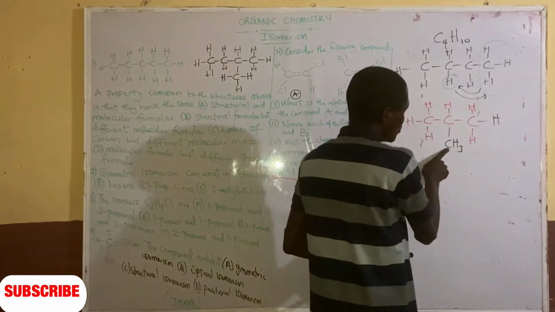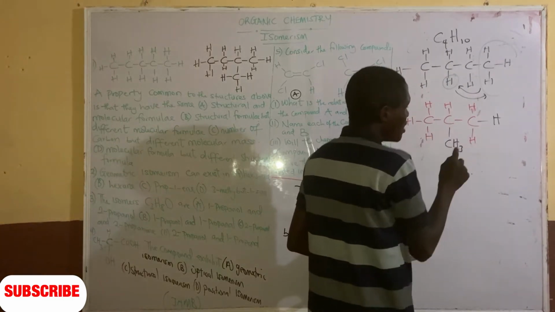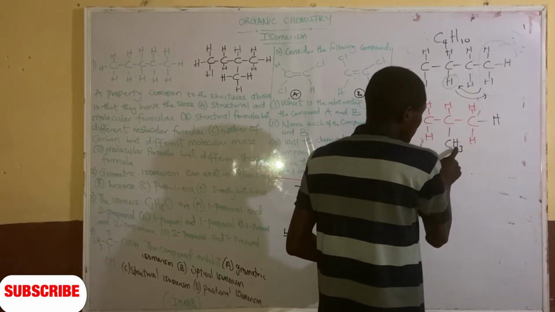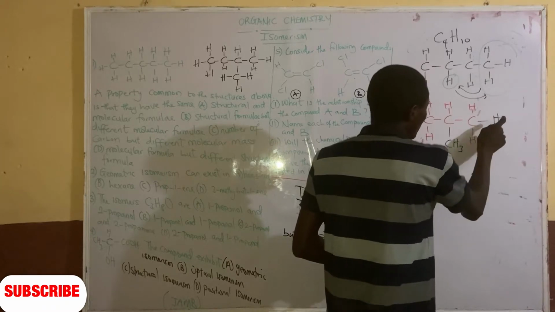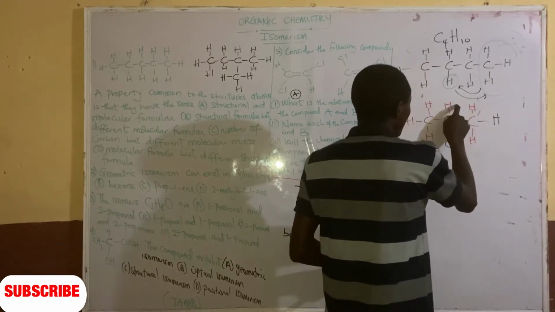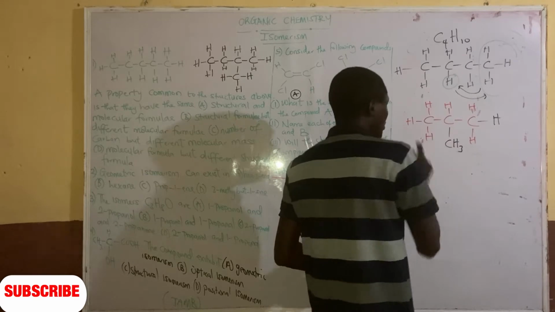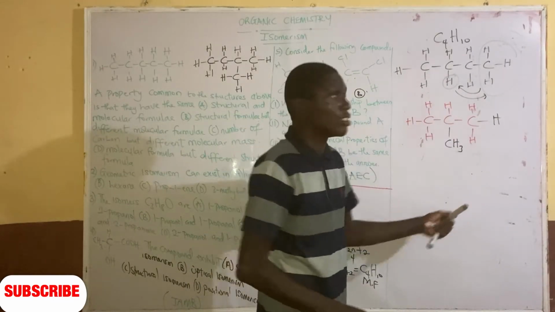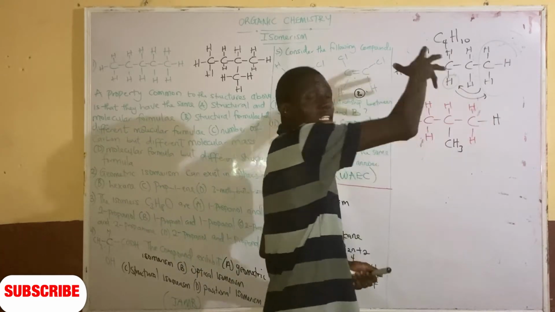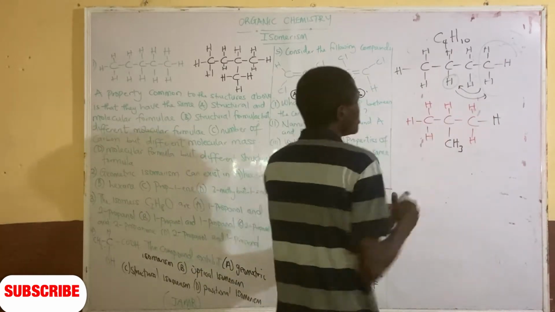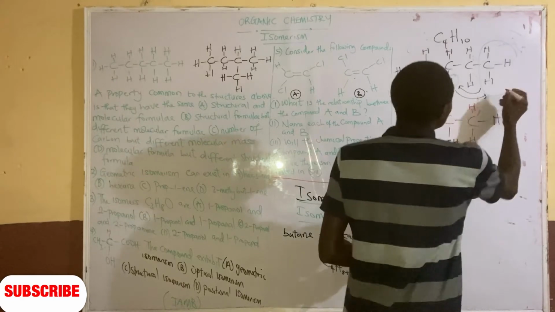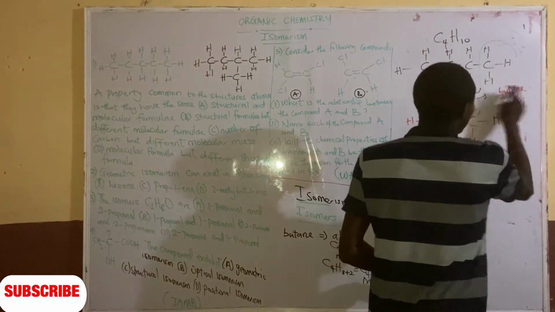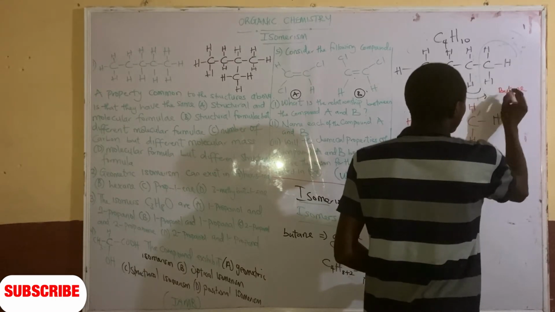This is 4 carbon. Now let's gather our hydrogens: CH3 is 3 hydrogen, 4, 5, 6, 7, 8, 9, 10 hydrogen. So you can see that we still have the same number of carbon and the same number of hydrogen, but different structure. The isomer name of this structure is called butane.